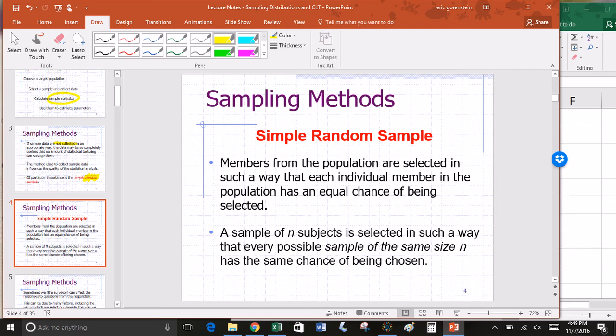We say a sample is considered to be simple and random if every member of the population has an equal probability of being selected as part of the sample, or each sample of size n has an equal chance of being chosen. So if you think about this first definition, when would every member of the population not have an equal chance of being selected?